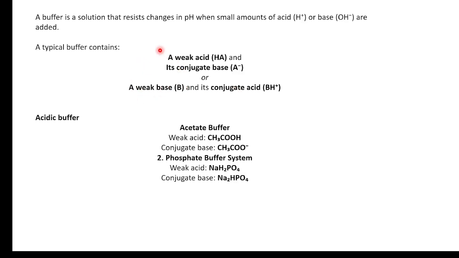A typical buffer is basically composed of a weak acid and its conjugate base, or a weak base and its conjugate acid. So buffer is of two types. One is the acidic buffer, that is composed of a weak acid and conjugate base, and a basic buffer that is composed of a weak base and a conjugate acid.